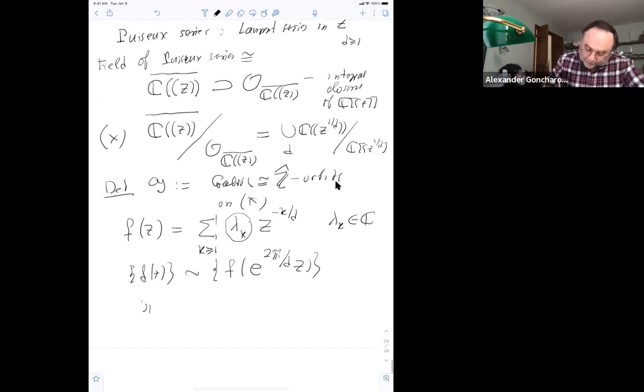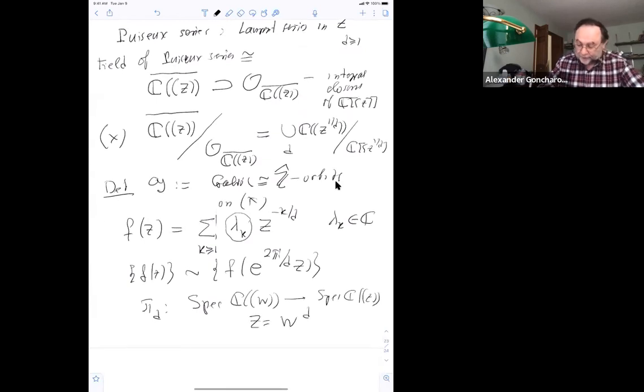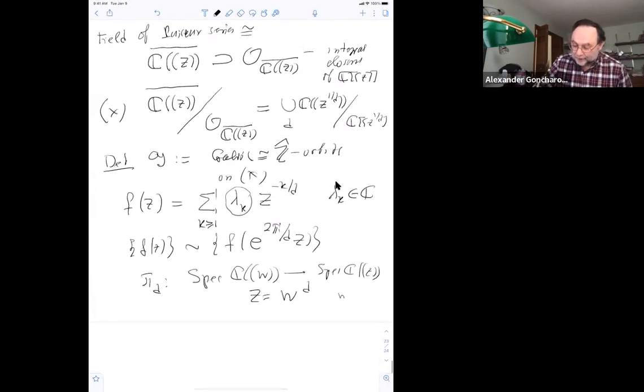And finally, we have a projection from the formal punctured disk to the formal punctured disk, which corresponds to the D to 1 cover. So this z is w to the D. This w is precisely z to the 1 over D, which we were talking about before. So we have this map.